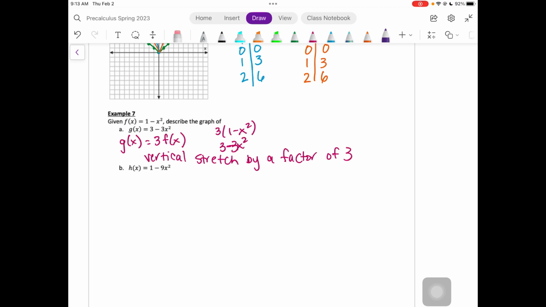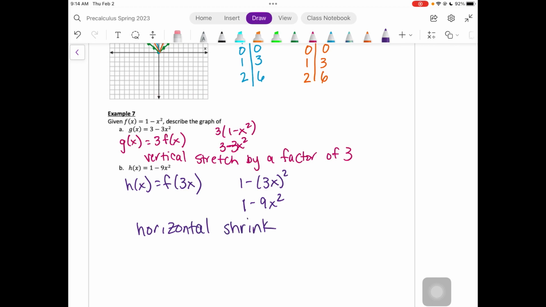All right, and then let's take a look at this one. So we have h of x, and our 1 didn't change, but our 9 in front of the x did change. So we actually have 1 minus 3 times the x value, and that gives us 1 minus 9x squared. So it's f of 3 times x. So this is a horizontal shrink, remember, because it's larger than 1, by a factor of 3.